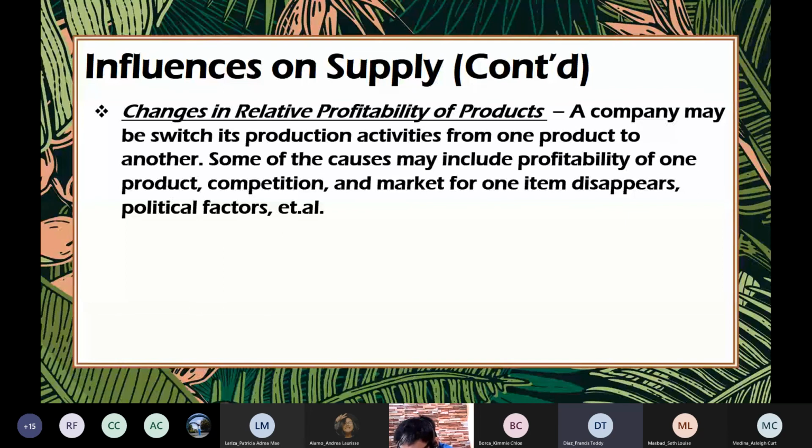Changes in relative profitability of products. A company may switch its production activities from one product to another. Some of the causes may include profitability of one's product, competition, the market for one item disappears, and political factors, etc. Okay, no, thank you.